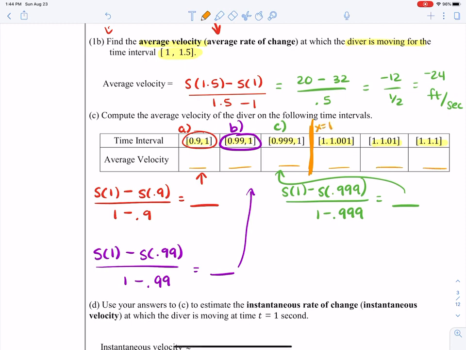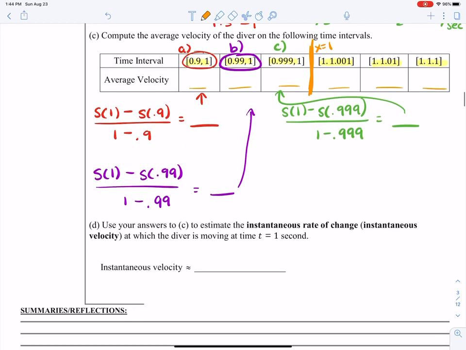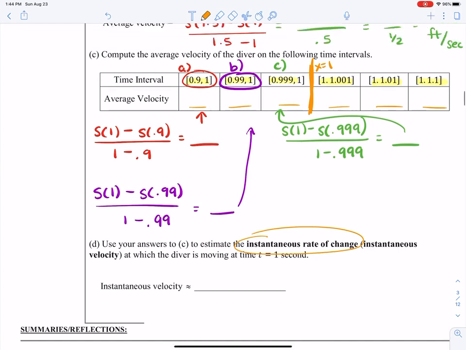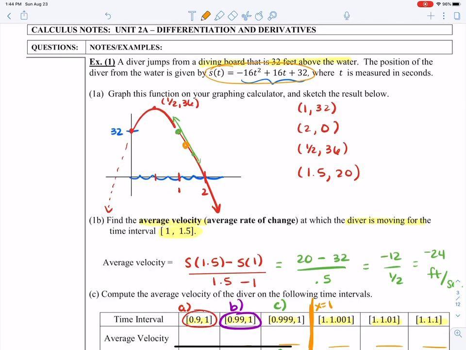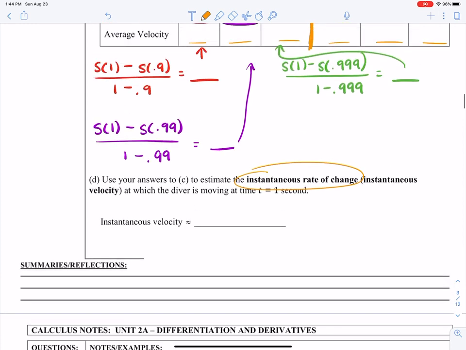Now, why do I care about this? I should be able to look at these values in my table and find an estimate for the instantaneous rate of change at 1. If I was able to freeze time right here and find his rate of change, his speed at that moment, I should be able to look at my table and do this, okay?